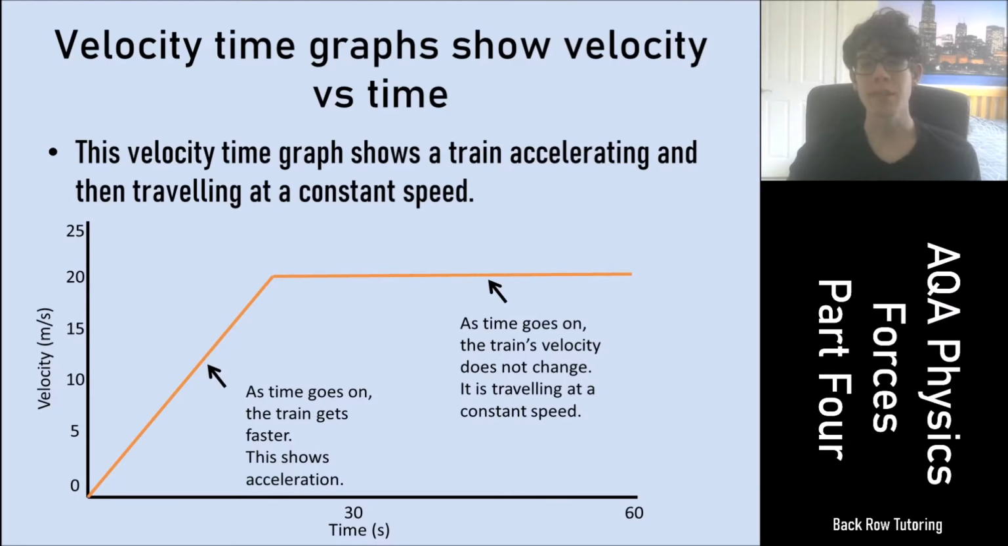So velocity time graphs show velocity versus time. This velocity time graph shows a train accelerating and then travelling at a constant speed. So this line here, which is a slanted line, shows that as time goes on, the train gets faster. So that means a slanted line on a velocity time graph shows an acceleration. As time goes on, the train's velocity here does not change. It's travelling at a constant speed. So on a velocity time graph, a line which is going horizontal shows a constant speed.